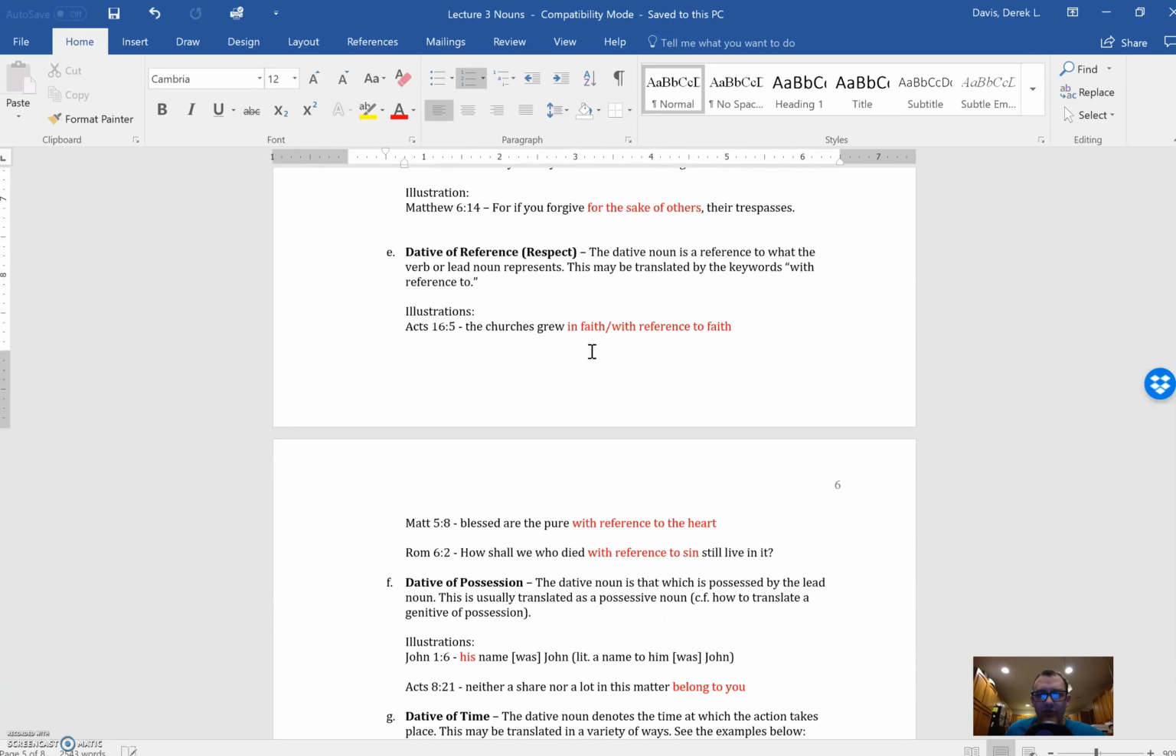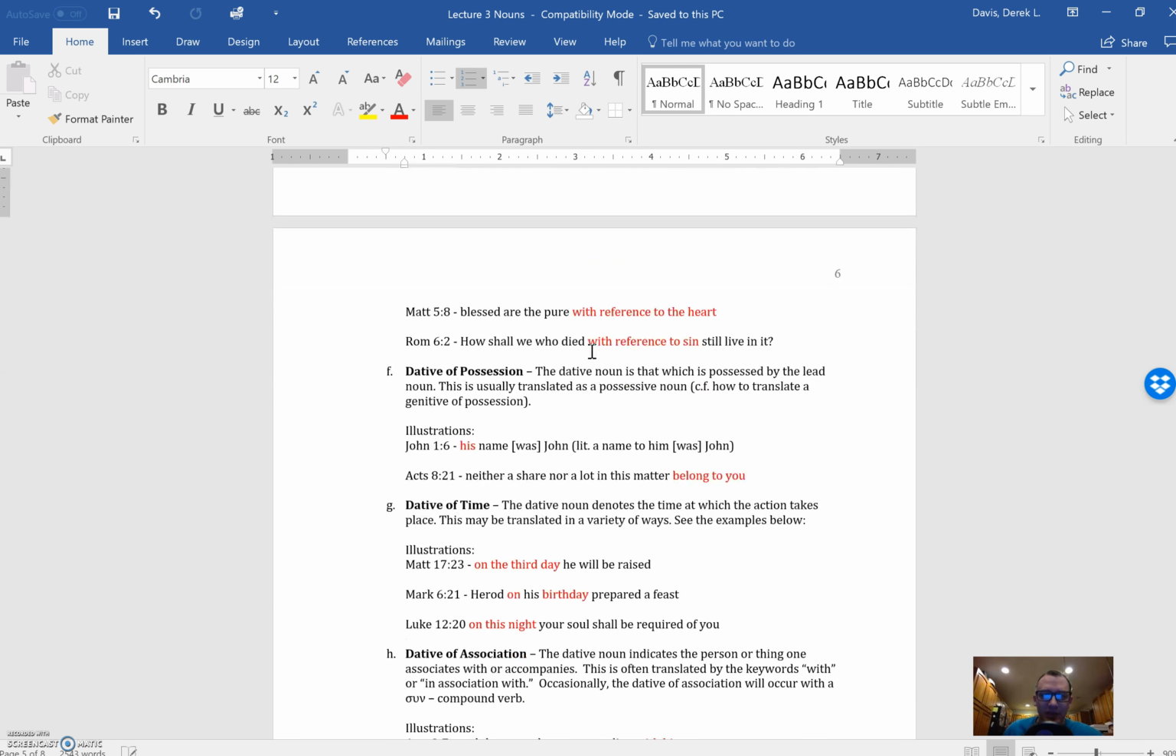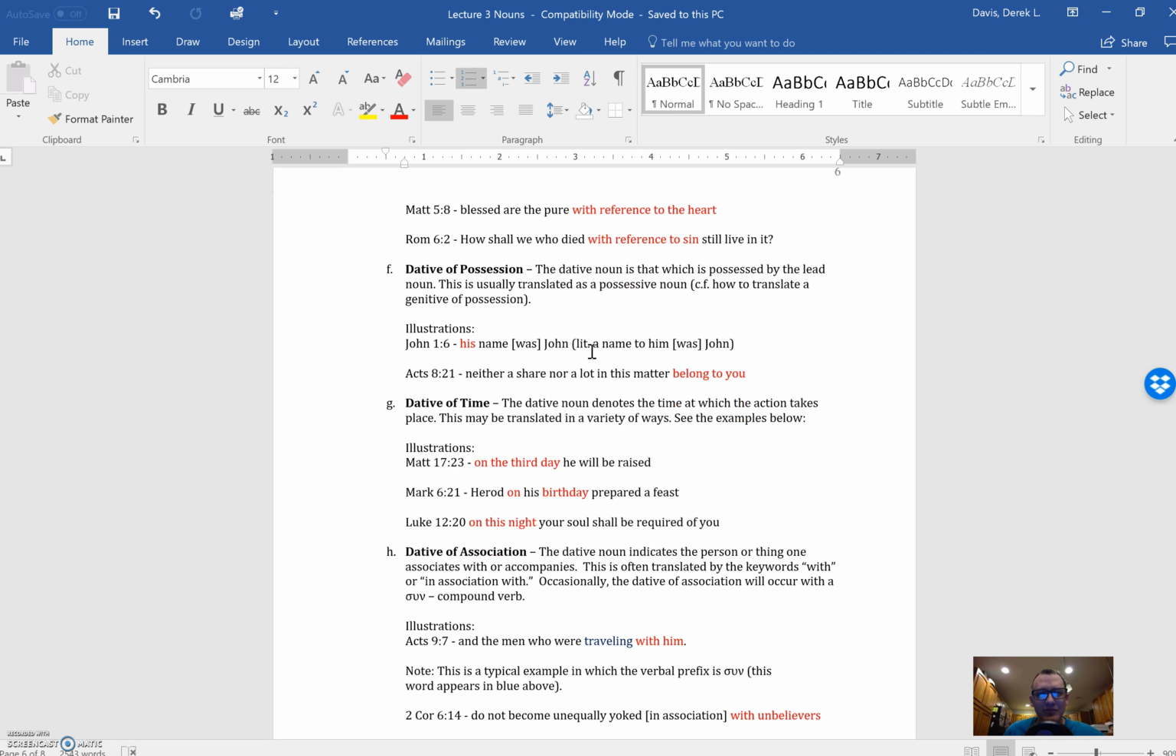The dative of reference can be said as something like "the churches grew with reference to faith," where in is too generic. Something like with reference to gives a little bit more meat to it. Romans 6:2: how shall we who died with reference to sin still live? Okay, so you could even argue that should be, how shall we who have died in the realm of sin, right? I've included it here as a dative of reference, but perhaps it's a dative of sphere. This is where you actually have to make some interpretive decisions and argue for your point in the class. So it can be a little bit fun if you want to have some fun with it.